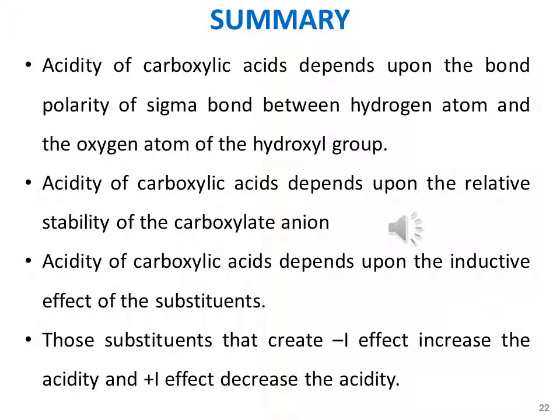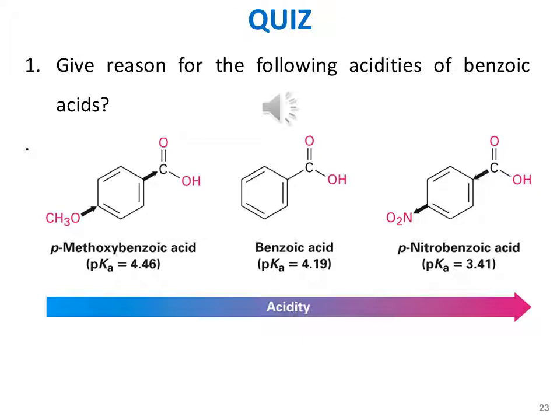So at the end, this is the summary of today's lecture. Acidity of the carboxylic acid depends on the bond polarity of the sigma bond between the hydrogen atom and the oxygen atom of the hydroxyl group. Acidity of the carboxylic acid depends upon the relative stability of the carboxylate anion. Acidity of the carboxylic acid depends on the inductive effect of the substituent. Those substituents that create the negative inductive effect increase the acidity, and positive inductive effect decreases the acidity of the carboxylic acid. Now it's time for the quiz.